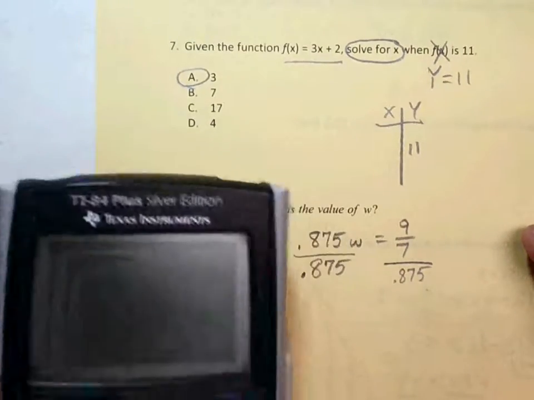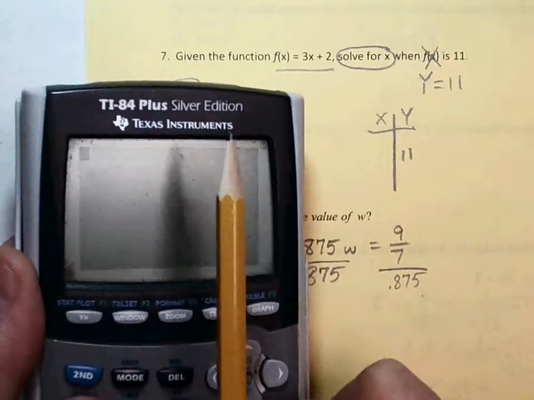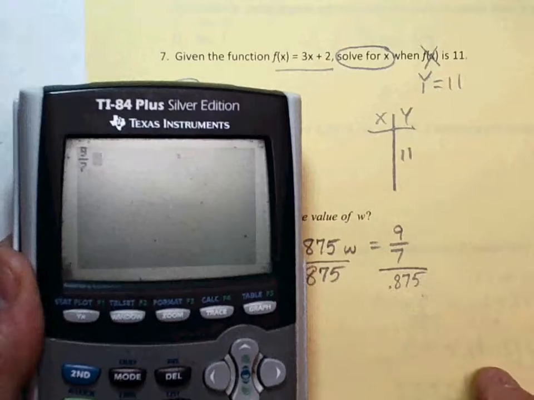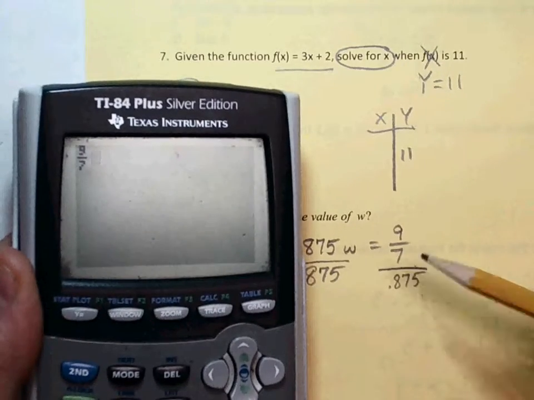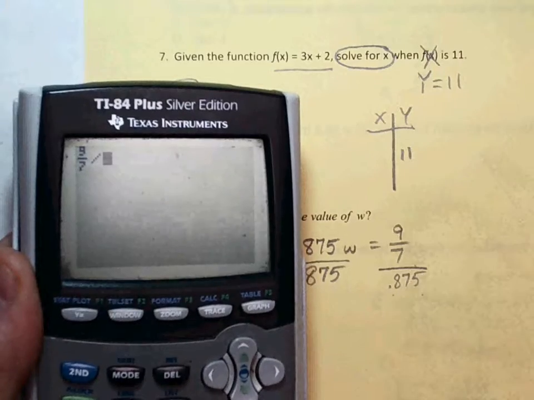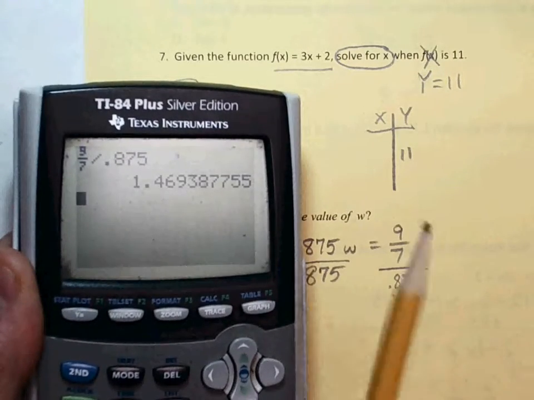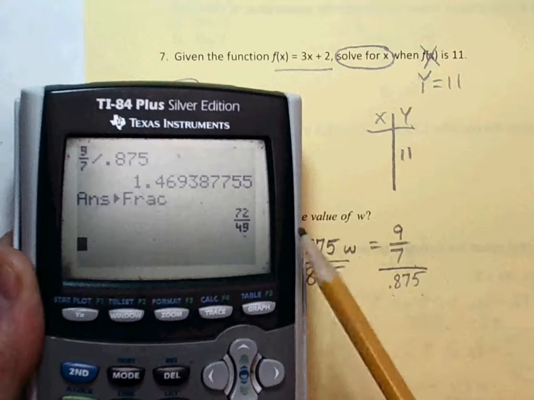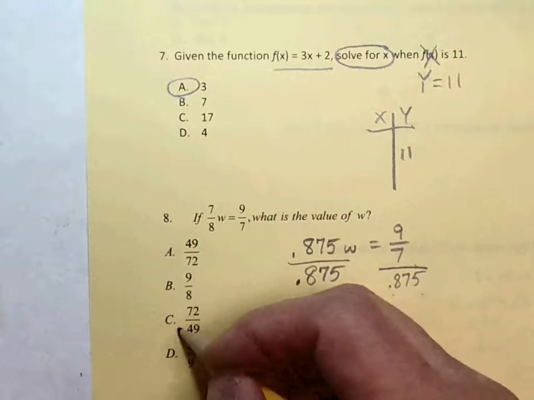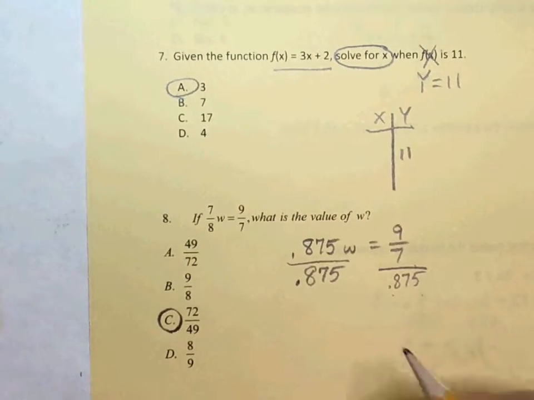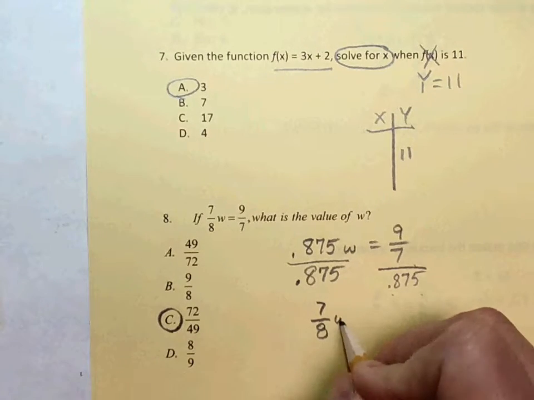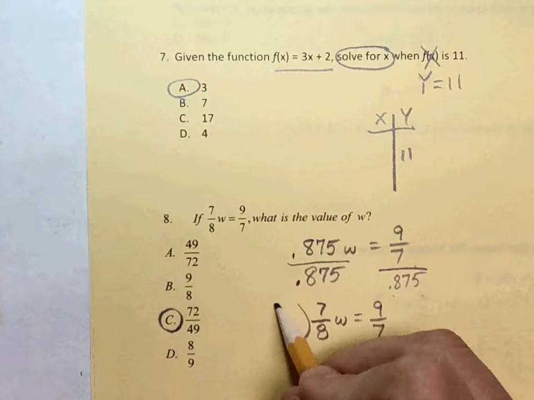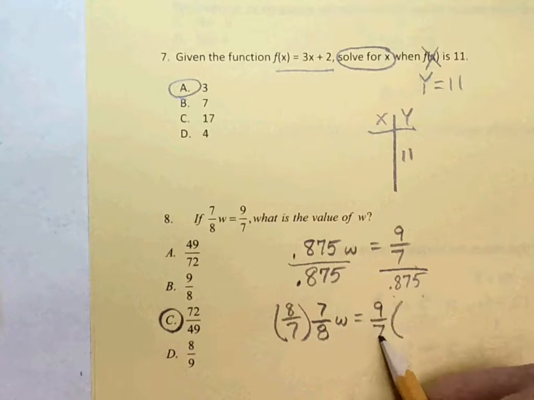So if we make that look clear on our calculator, if we do an alpha y equals enter, we can type in our 9/7. Okay, and now hit the division button, and then just type in the 0.875. Yucky. So we do math, enter, enter. And we get 72 over 49. Oh, there we go, 72 over 49 is C. The other way we can do this is we can multiply, take the fraction in front of the variable, flip it over, and that's what we multiply the other fraction by.